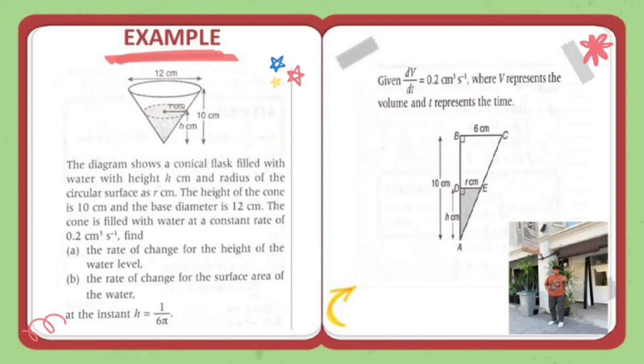First question. The diagram shows a conical flask filled with water with height h cm and radius of the circular surface r cm. The height of the cone is 10 cm and the base diameter is 12 cm. The cone is filled with water at a constant rate of 0.2 cm³ per second. Find A, the rate of change for the height of the water level, and B, the rate of change for the surface area of the water at the instant h equal to 1/6 pi. Given dV over dt equal to 0.2 cm³ per second, where V represents the volume and t represents the time.